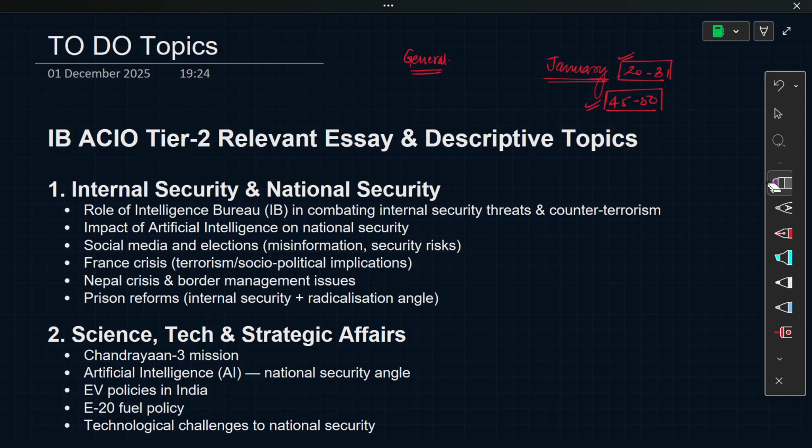So what we are doing today. This is day one, as we know. On day one, I'm not going to be very heavy, but we are going to be very crisp and very detailed in what we are going to do. Here we are going to look at a few topics which I believe are definitely important for the exam, at least for the IB ACIO Tier 2 examination.